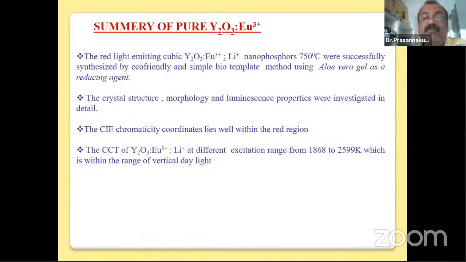The summary of the sample which we have synthesized in our lab: red light emitting cubic Y2O3:Eu3+, Li nanophosphors at 750 degrees Celsius were successfully synthesized by the eco-friendly bio-mediated method using aloe vera gel, I mean Mimosa pudica, as a reducing agent. The crystal structure, morphology, and luminescent properties are investigated. CIE and CCT are calculated, and found to be within the range of vertical daylight.